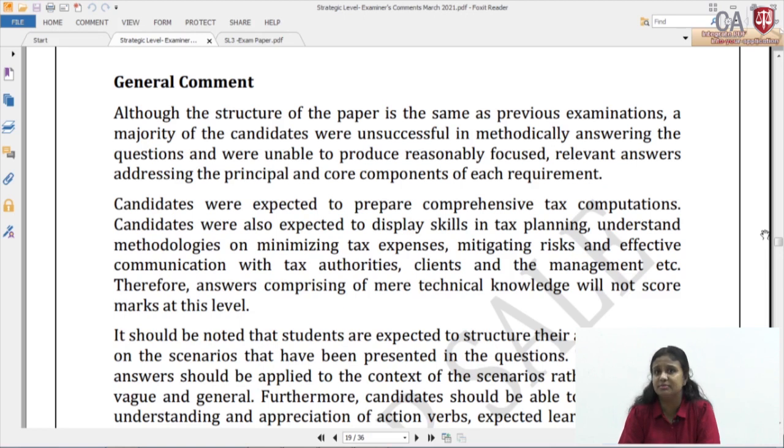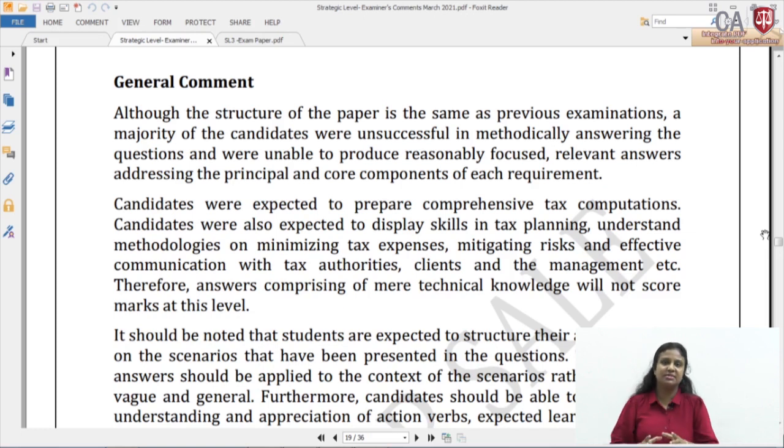Candidates were also expected to display skill in tax planning. It's highly testable: the exemptions, tax planning, transfer pricing, and how you are going to apply the reduced tax rate for a particular business. These are continuously tested. Understanding methodologies on minimizing tax expenses is continuously tested, as well as mitigating risk and effective communication with tax authorities, clients and the management.